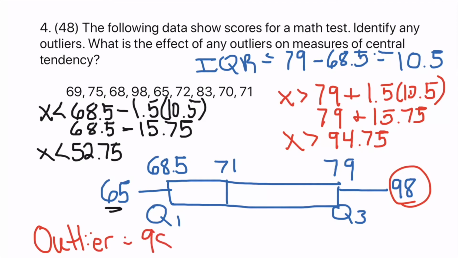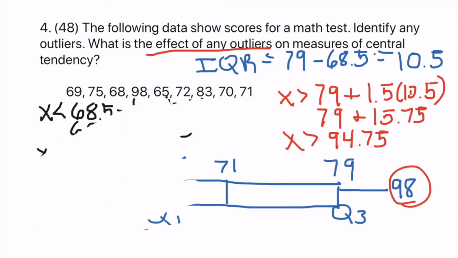So our outlier is 98. The second part of this question wants to know what is the effect of any outliers on measures of central tendency. So I'm going to erase everything we did here.